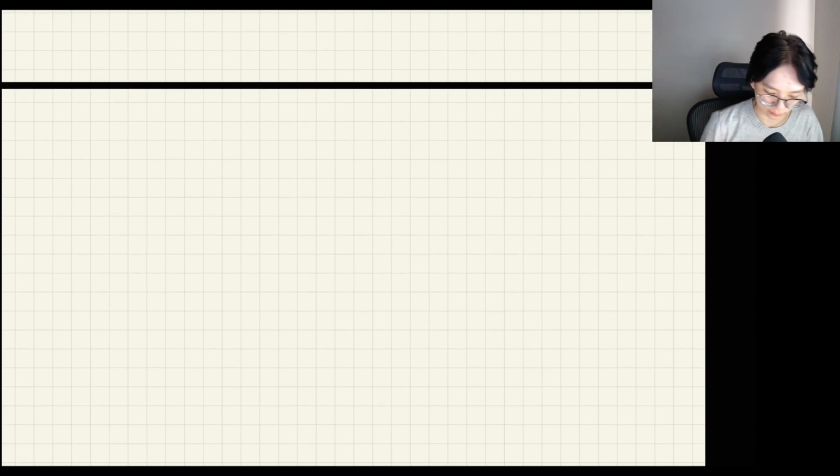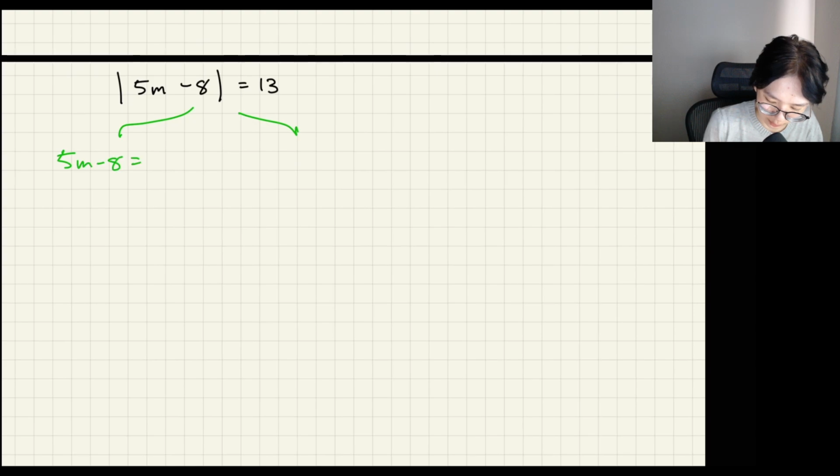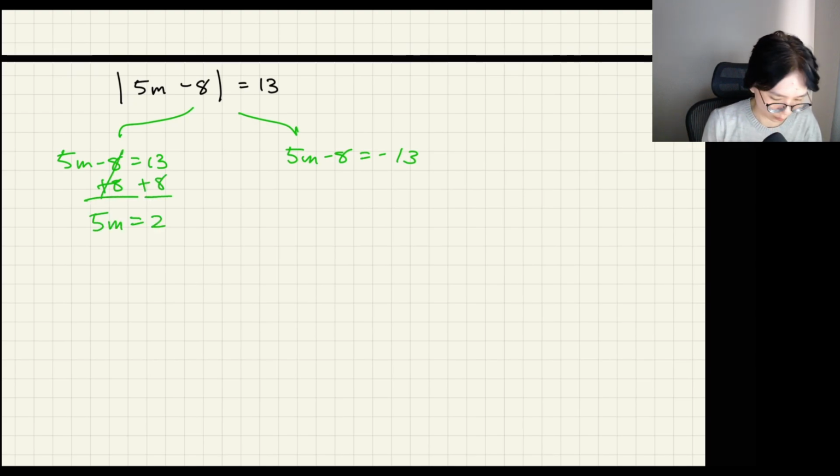Another example. Absolute value of 5m minus 8 equals 13. Two different equations. 5m minus 8 equals 13. 5m minus 8 equals negative 13. Plus 8 on both sides. Those cancel. 5m equals 21. Divide by 5.